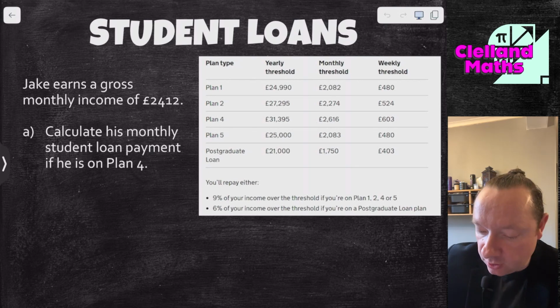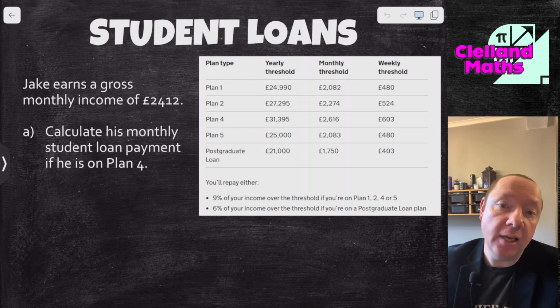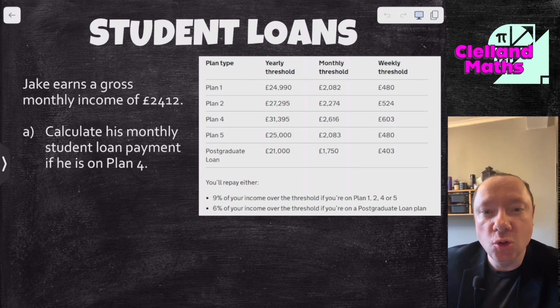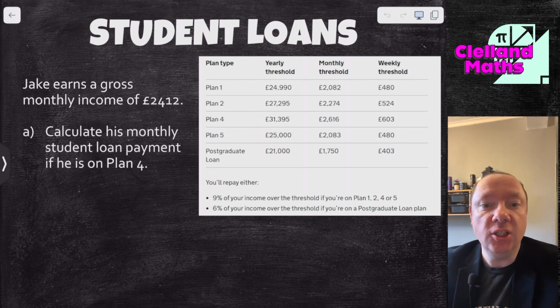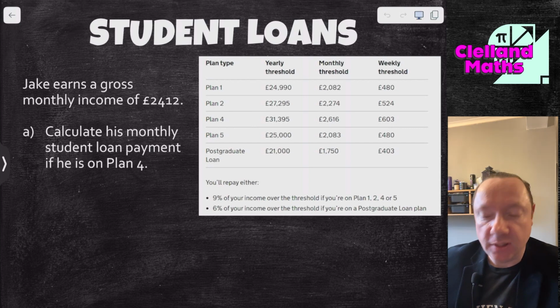Let's go ahead for maths. Today we're going to look at higher applications of maths, student loans and other deductions like council tax and stamp duty and things like that in terms of wages in the finance unit. Starting with a simple example, student loans.